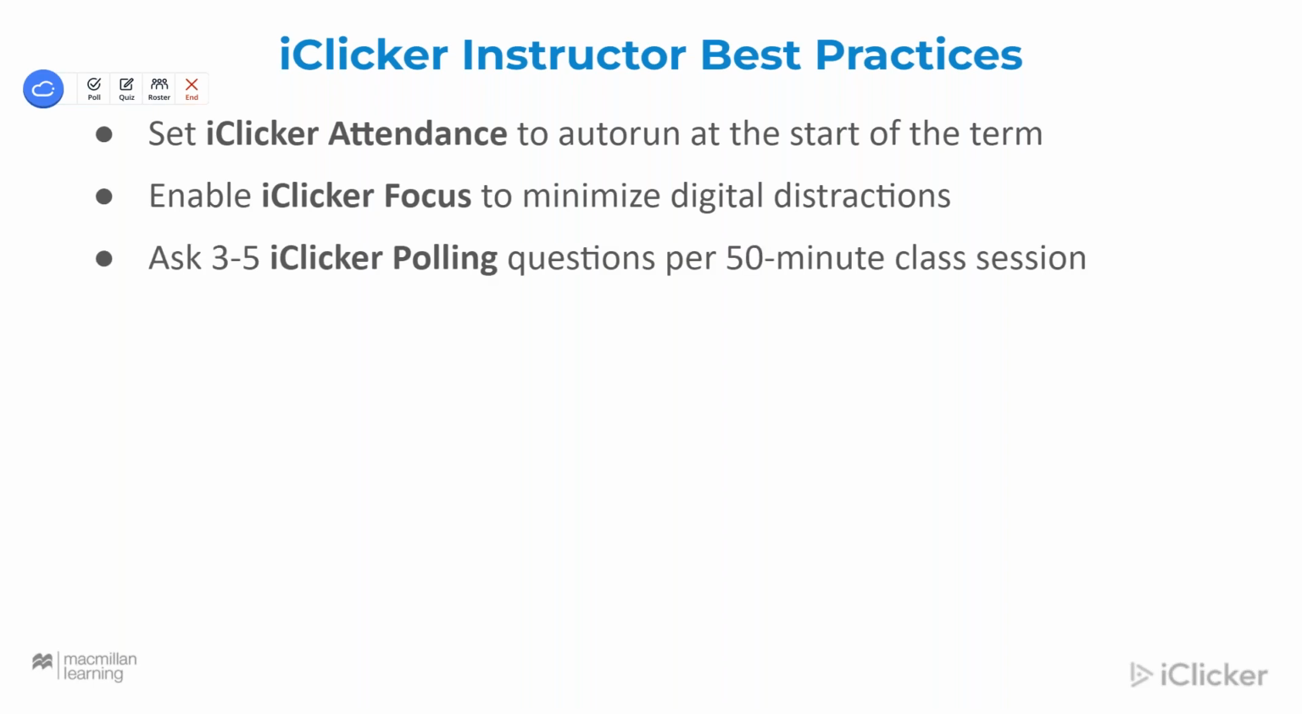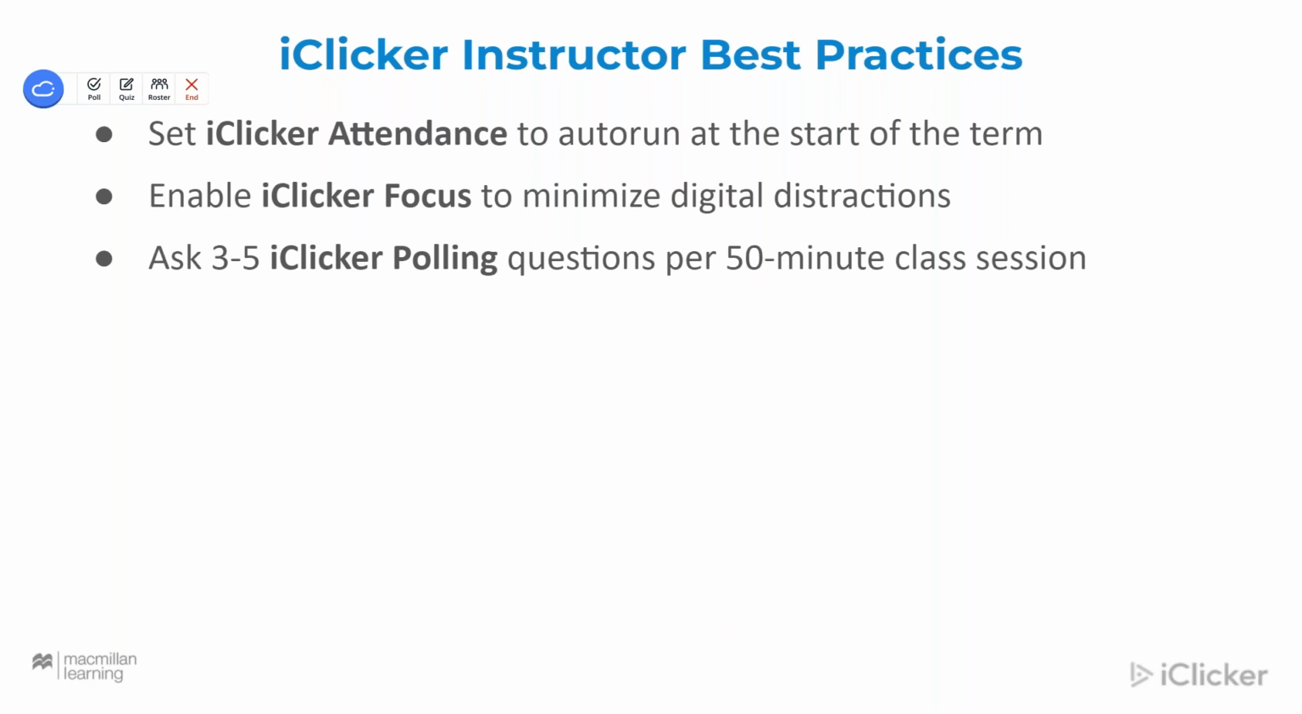When you think about how many polling questions to include in your lesson plan, 3 to 5 iClicker polling questions per 50-minute class is a great rule of thumb. That's a question every 10 to 15 minutes. When we see instructors ask fewer questions than this, students have a hard time seeing iClicker as a really valuable part of their class.